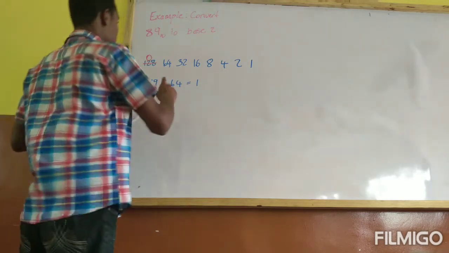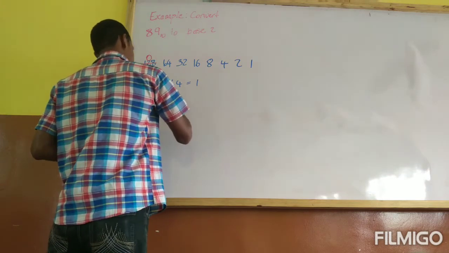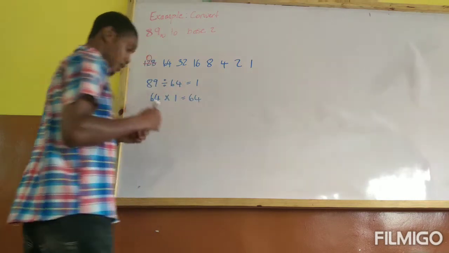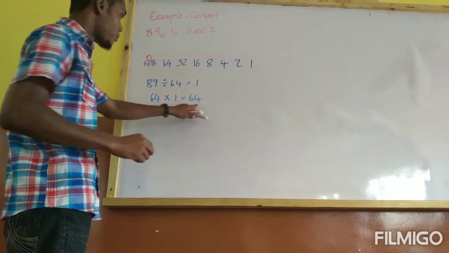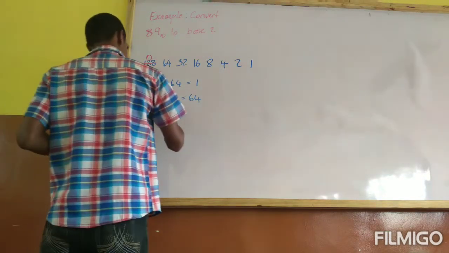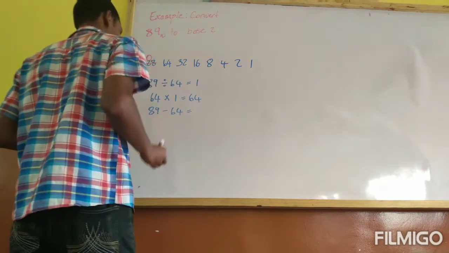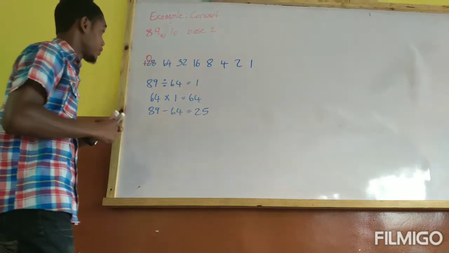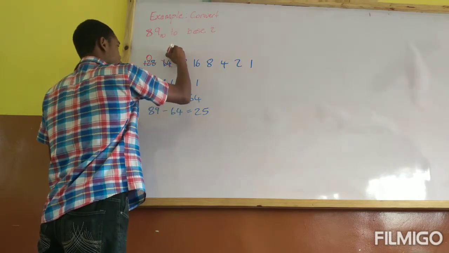Step 3 says multiply the answer you get by the number that you use to divide. So that's 64 times 1. And that gives you 64. Step 4 says subtract the answer you get from the number that was originally divided. So that's 89 subtract 64, and that gives you 25. So now, because this was a 1, you can cross that up and put 1 above.